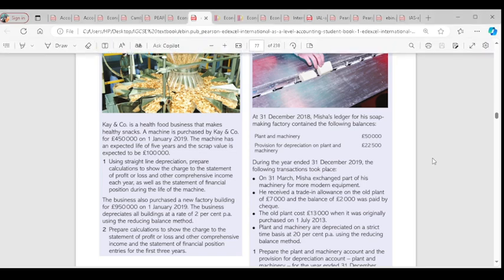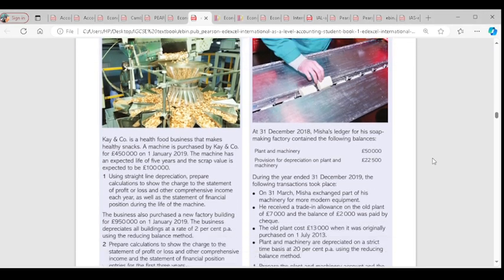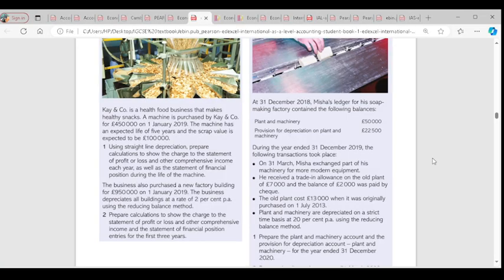We continue with accounting. We're going to activity 3. At 31 December 2018, Michel's ledger for his soap making factory contained the following balances. We have plant and machinery for 50,000. The provision for depreciation was 22,500. Provision for depreciation will definitely go to your depreciation account.